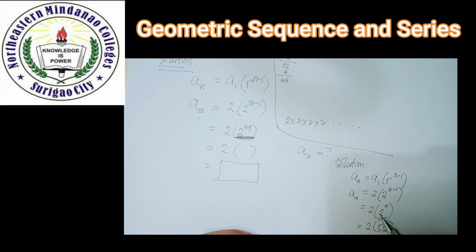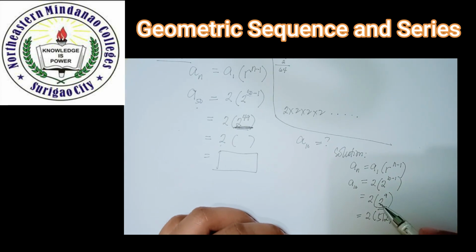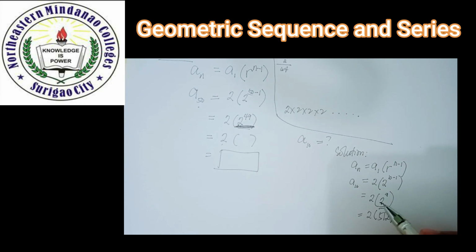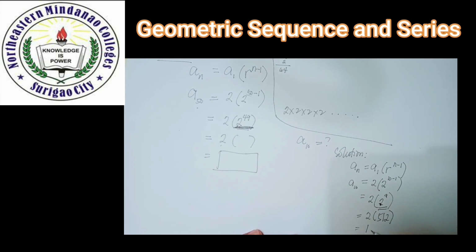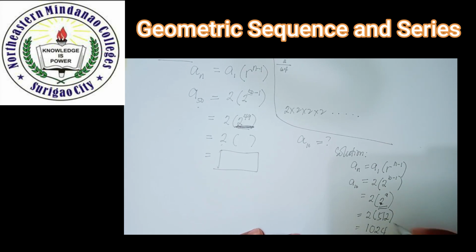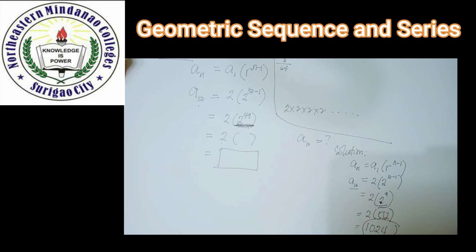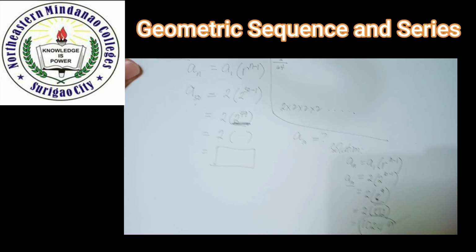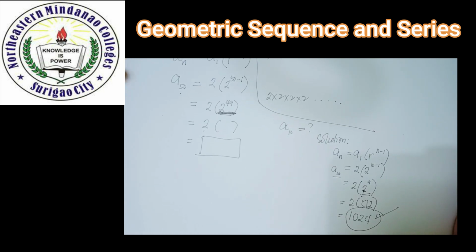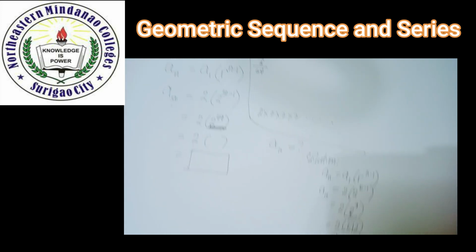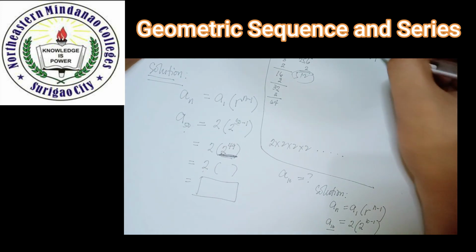Kanoy bi i-multiply ang 2, ha? Dili kung 2 times 9, wrong. Dili. Kanoy bi nimo i-multiply ang 2. Okay? So 2 times 512, that is 1024. So ang ika-10 nga term is 1024. Okay? Nasunod ra? Okay. Now, let's talk about series, no?